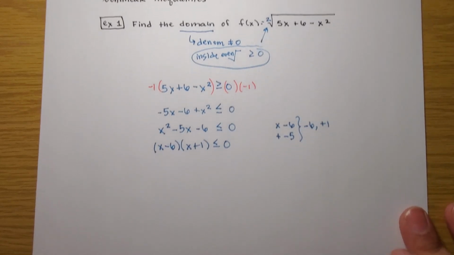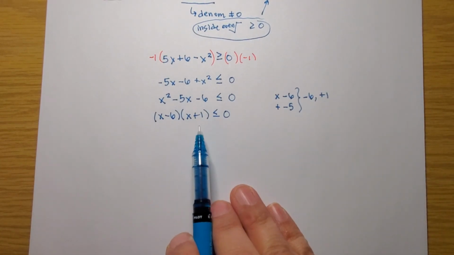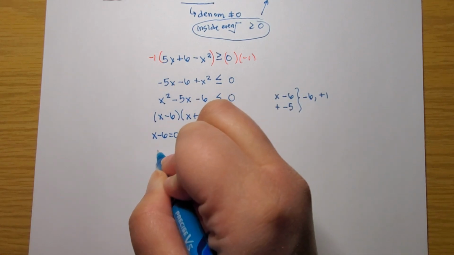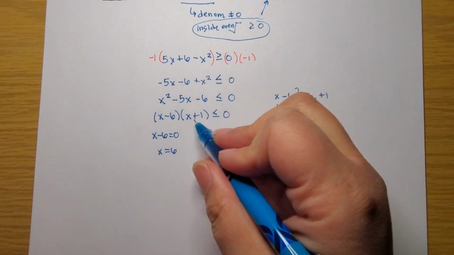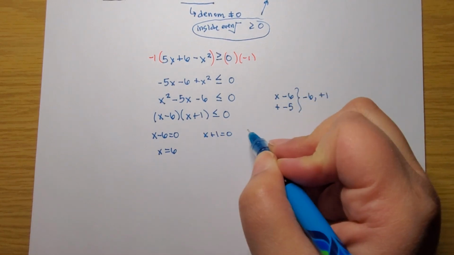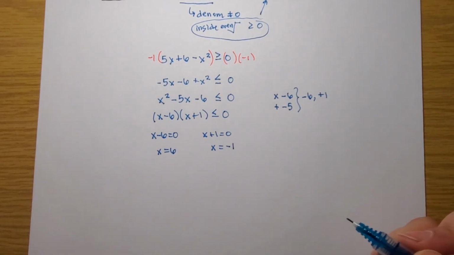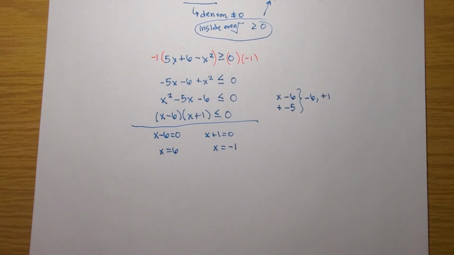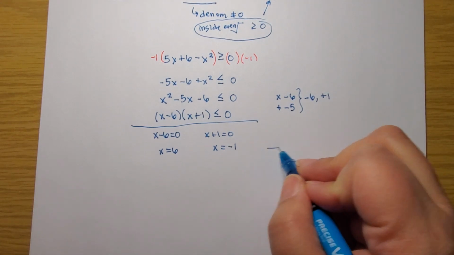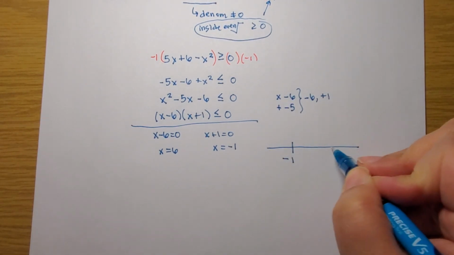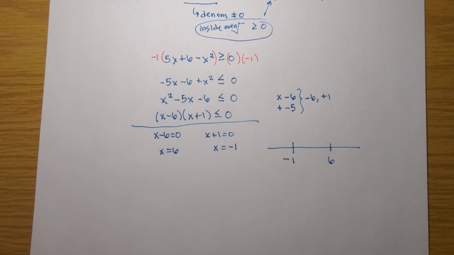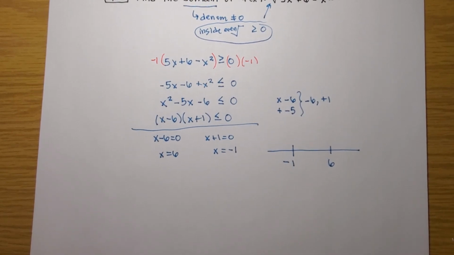Now I'm going to create my table of signs using each of these factors. So if I have x minus 6 equal to 0, that means that x is going to have to be 6. And if I have x plus 1 equal to 0, that's going to mean x is equal to -1. So these are not solutions to the inequality, but they do tell me where like the ending points are going to be. So let's create our table of signs. We've got -1 and 6. Now, as you do more of these more frequently, you'll find some shortcuts you can take, but I'm just going to plug them in and see what I get.